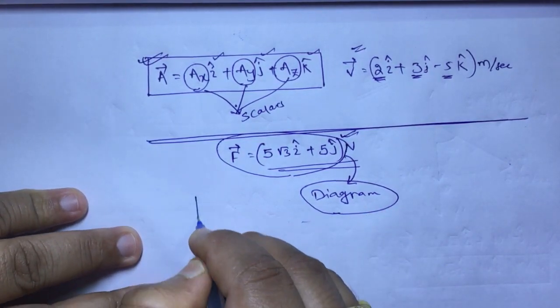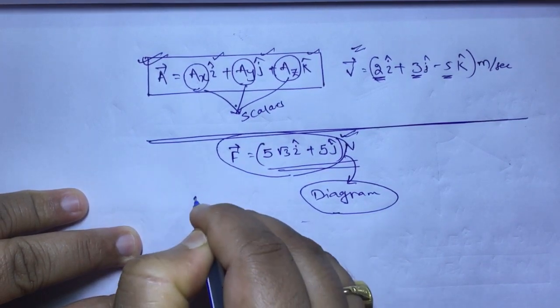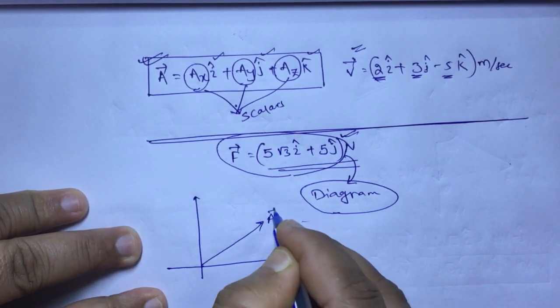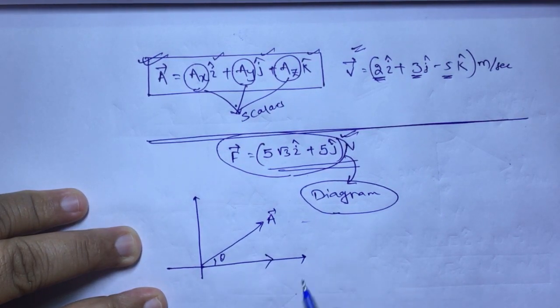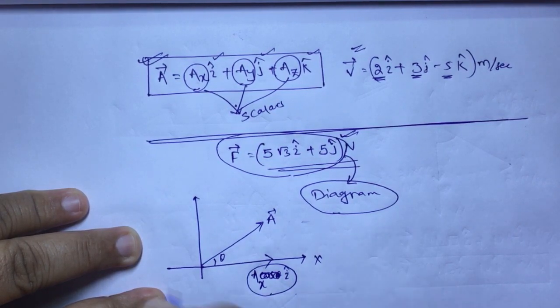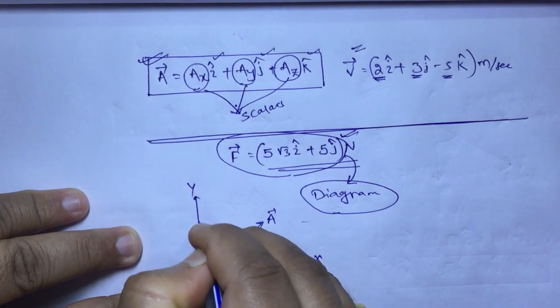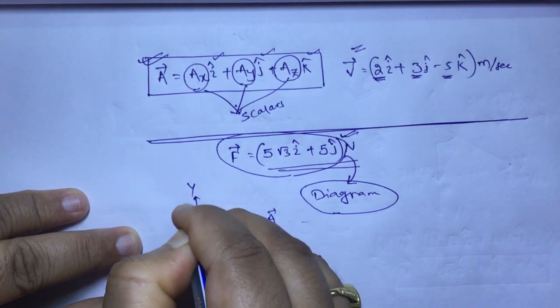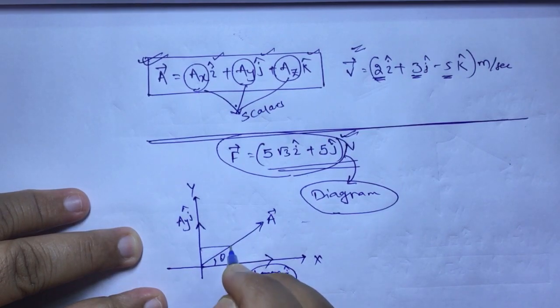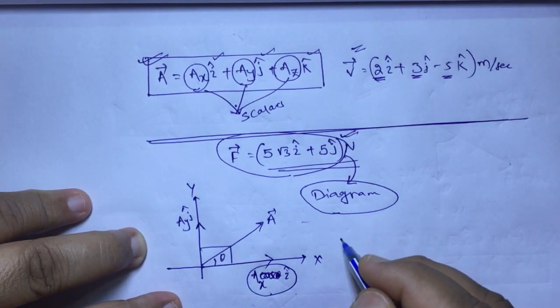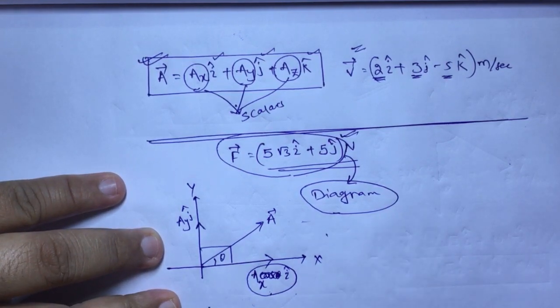What is that? If this is your a vector and this was theta, I was writing this as ax i cap, along the x axis, and along the y axis there is a vector which I was writing as ay j cap. This angle was 90 degree. Now remember, I was also writing this line: a vector equal to ax i cap plus ay j cap.